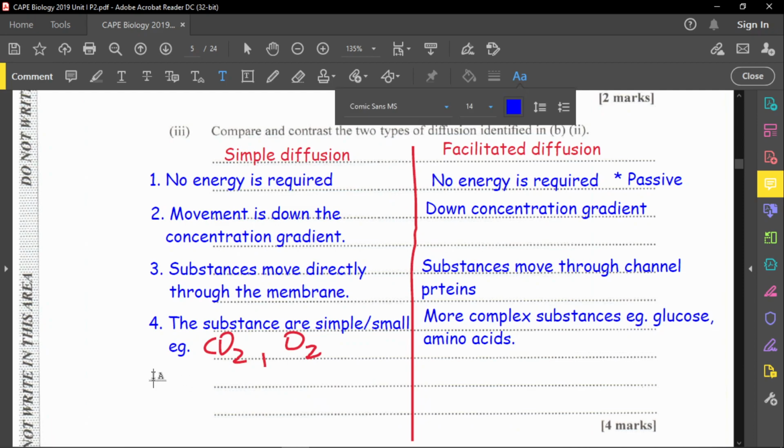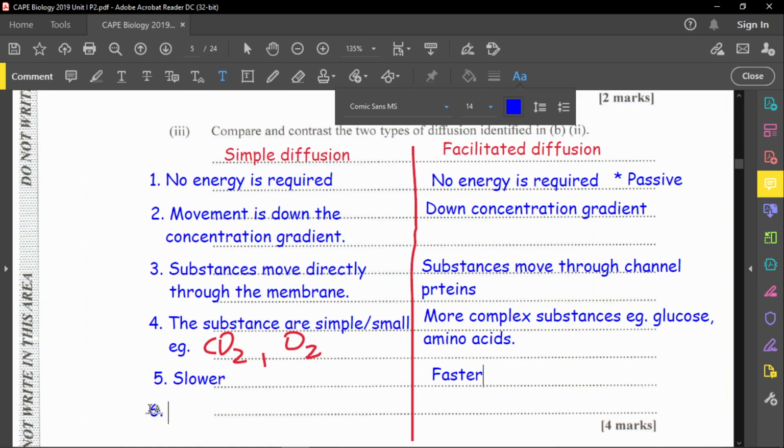I don't have much space. I'm going to do one more thing after this. In terms of simple diffusion, it's generally slower, and I'm going to go on the graph to show you. It's generally slower compared to facilitated. Facilitated is faster. If something is facilitating, then generally it is faster. So this is slow, this is faster. Let's put the last one right here now.